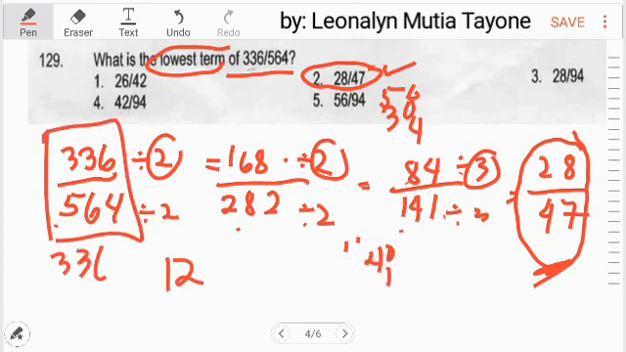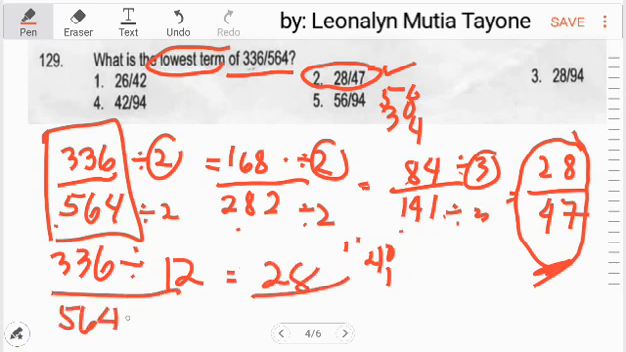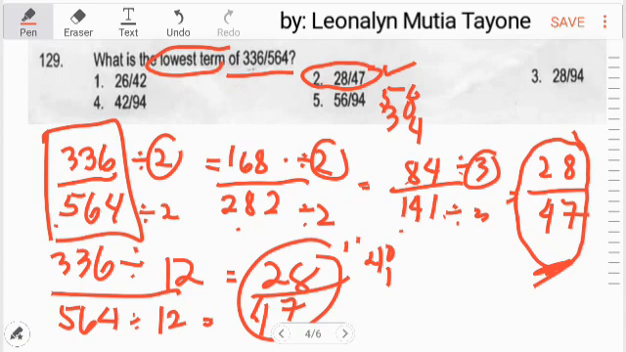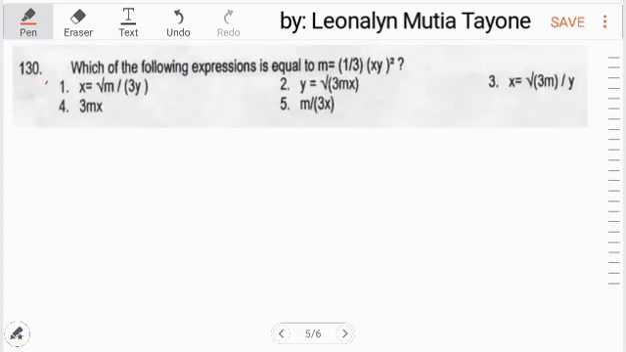So, 336 divided by 12 equals 28 over 564 divided by 12 equals 47. So, yan na yung sagot, 28 over 47. Now, let's do question number 130.